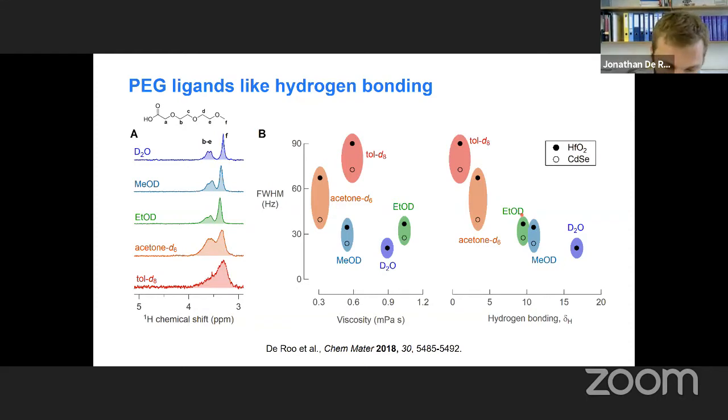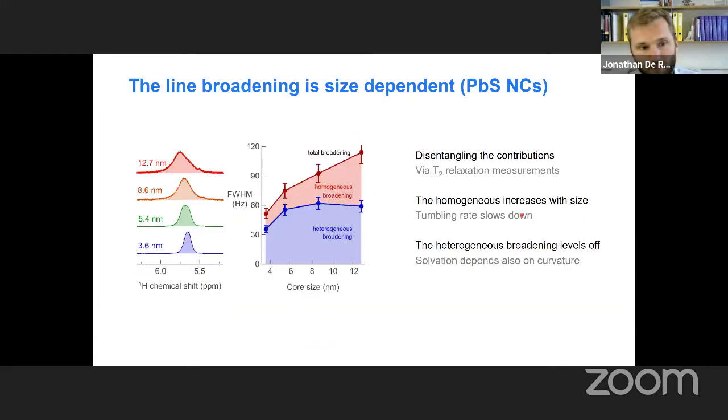Now let's go to the influence of the nanocrystal size on this broadening. And here we go again back to the oleic acid ligands that we know. This here is the alkene resonance of oleate bound to lead sulfide nanocrystals of different sizes. And here is the full width half max plotted as a function of this core size. And you see the total broadening just continues to increase. Well, you also saw that from the NMR spectrum.